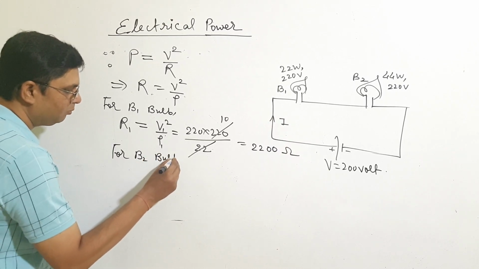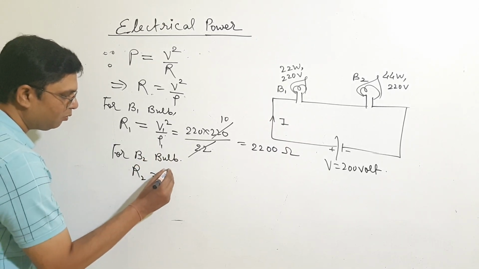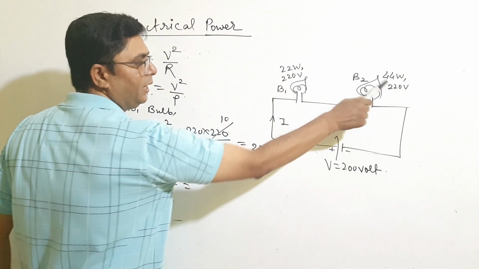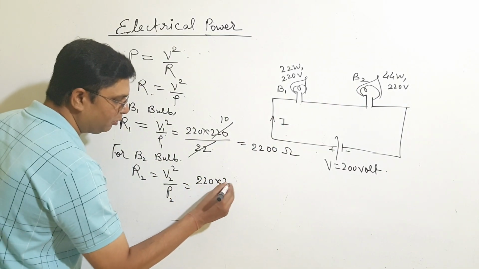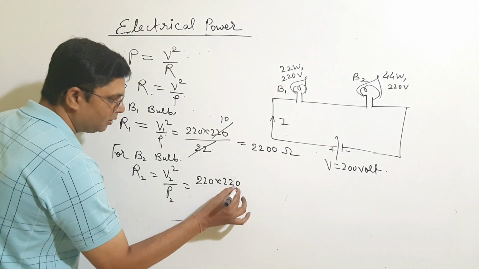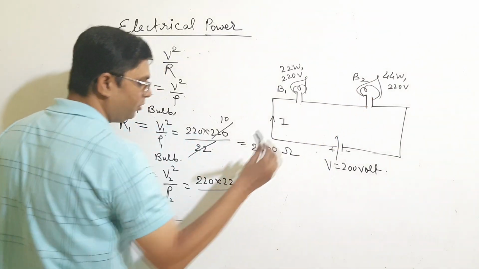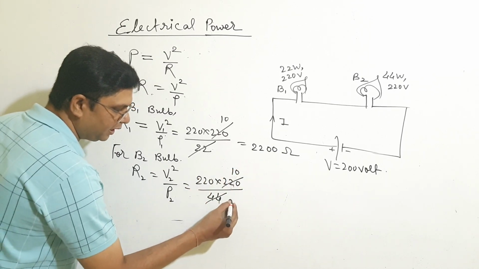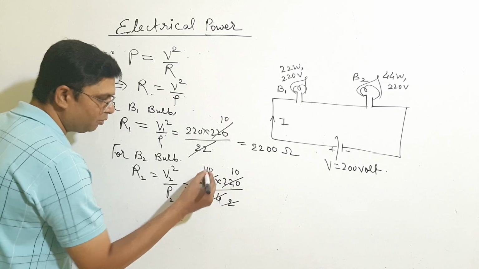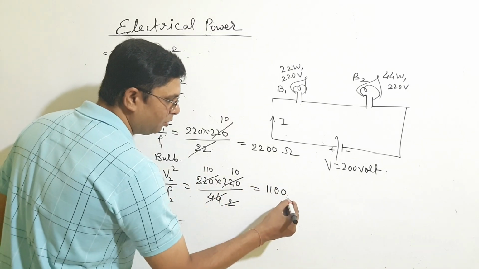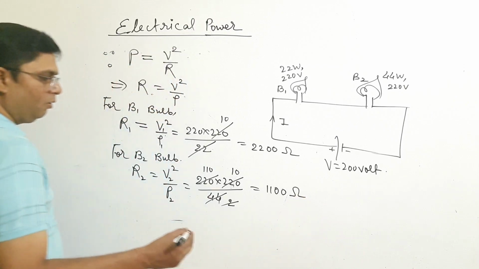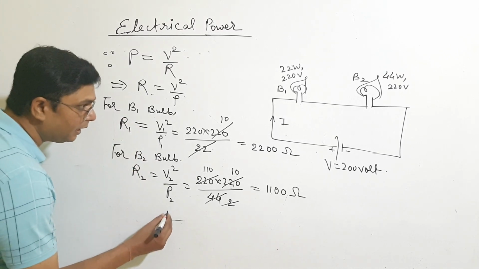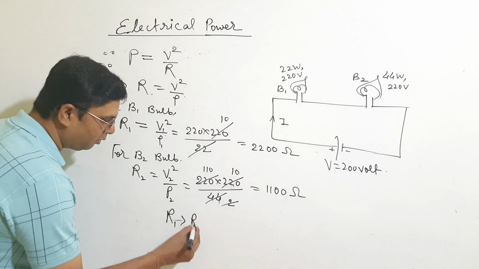For bulb B2, you have R2 equals V2 square upon P2. Now V2 is again the same, 220 rated. So 220 into 220, because there is a square. P is 44. Dividing, this is 1100 ohm. From these two equations R1 and R2, it is very clear that R1 is greater than R2.